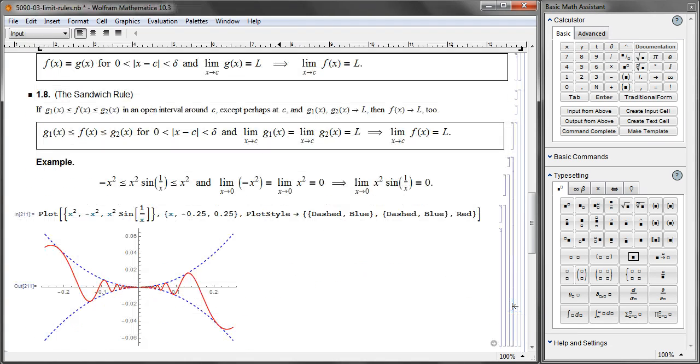Here's a graphical explanation. The red is the function y equals x squared sine of 1 over x, and the blue dotted curves are y equals x squared and y equals negative x squared respectively. This x squared times sine of 1 over x is really wildly fluctuating, but it is squeezed by x squared and negative x squared, and consequently as x goes to 0 we have a limit. The limit goes to 0, and here's a good visualization.